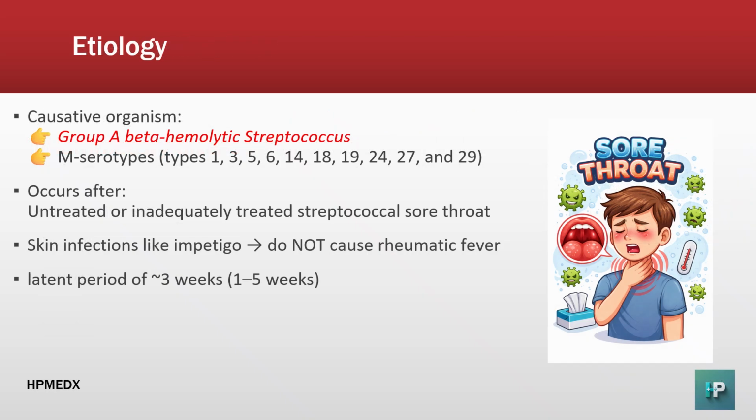And then the etiology. Here, the causative organism is group A beta hemolytic streptococcus, and these are the main M serotypes. It occurs mostly after streptococcal sore throat and not after skin infections like impetigo. And there will be a latent period of around 3 weeks between the infection and the occurrence of rheumatic fever.